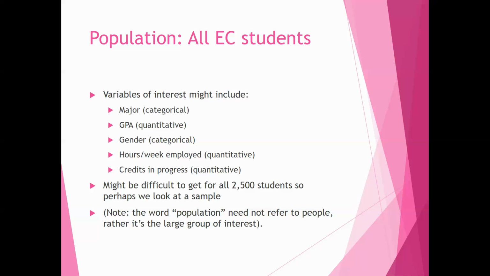So we might be interested in all Edgewood College students. The variables that we might be interested in could be academic major, that's a category. GPA, that's a number, that's quantitative. Gender, that's a category. Hours per week employed, that's a number, quantitative. Credits in progress, that's quantitative. And it might be difficult to get data for all 2,500 students, so perhaps we look at a sample.